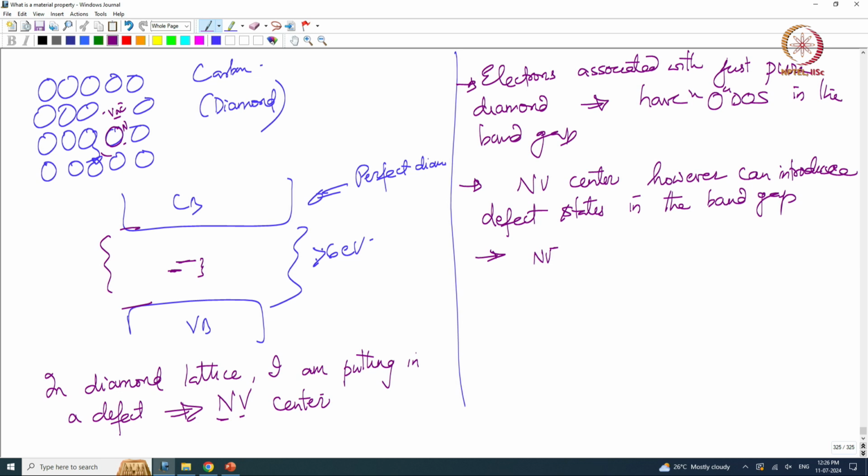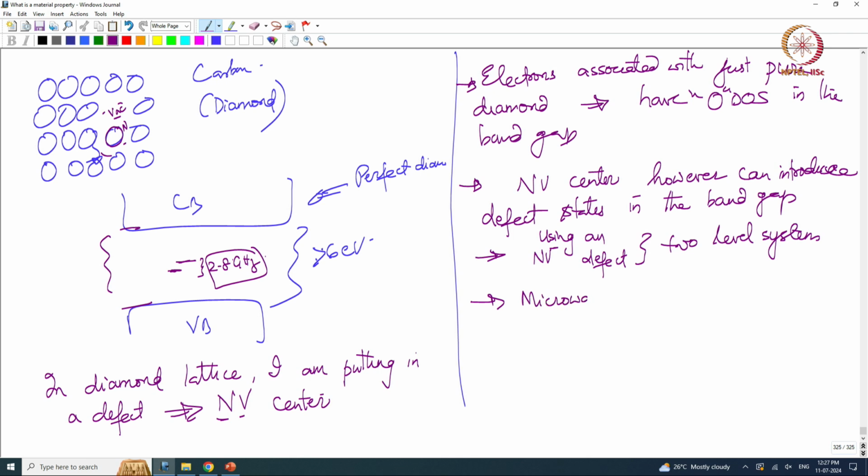Now, if I look at the energy gap between these 2 levels, it is a 2 level system that I have created using an NV defect. The electron can either be in one level or the other level, and the difference between these 2 levels is about 2.8 gigahertz. So in frequency, it is a very small, teeny tiny separation. This is in the microwave frequency range of 2.8 gigahertz. I have created a 2 level system.